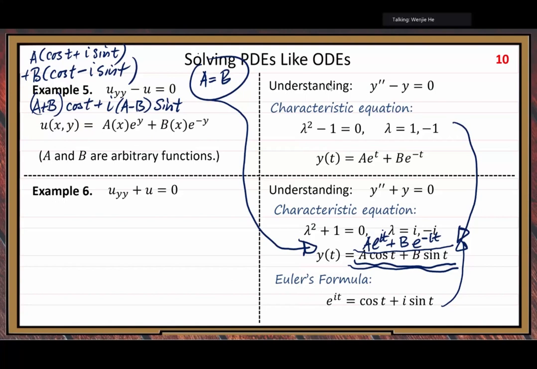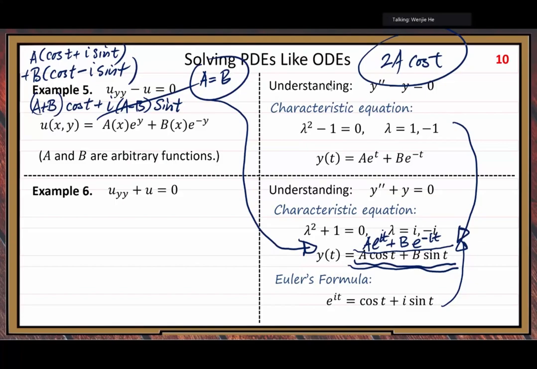Let us choose capital A and capital B the same. When we choose that, is this term gone? That term is gone. So we have 2A cosine t. Do you feel okay that 2A cosine t is a valid solution? No problem, right?